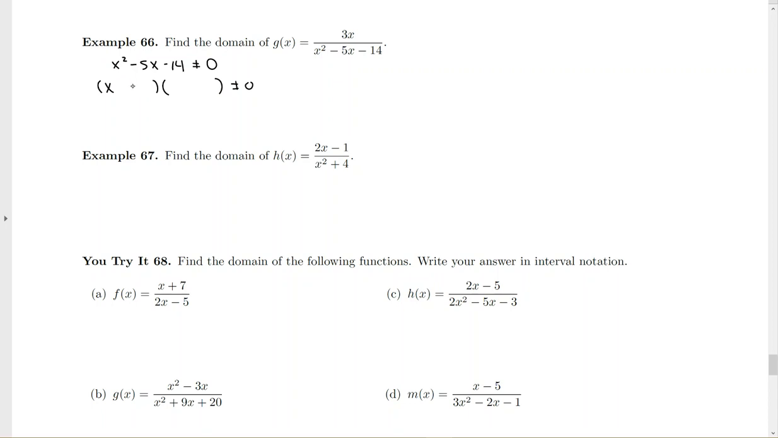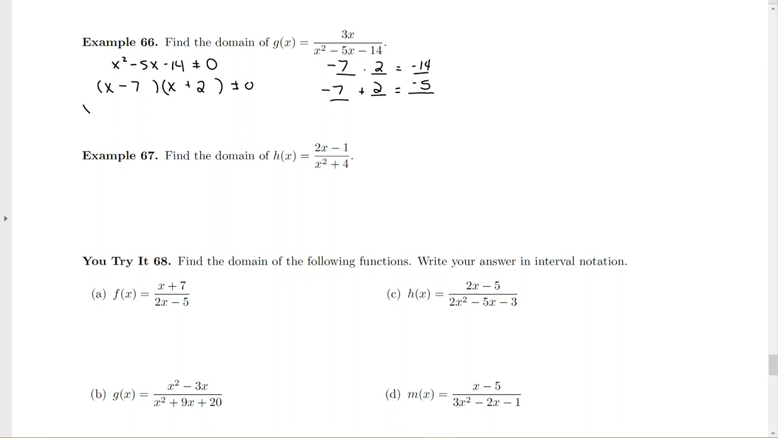x times x to get x squared, has to multiply to get -14, but then add to get the number -5. So do the multiplication first. I know 7 times 2 is 14, and 7 and 2, but it's got to be opposite signs. So I'm going to do a -7, positive 2 is -14, -7 plus 2 is -5. So my numbers in here are -7, positive 2.